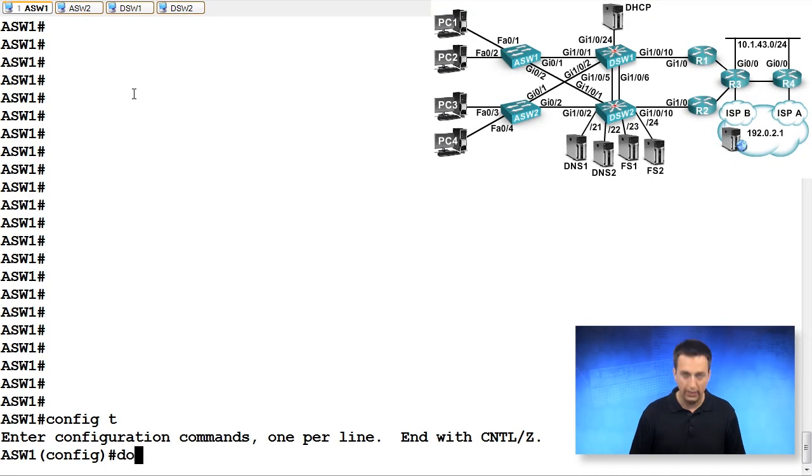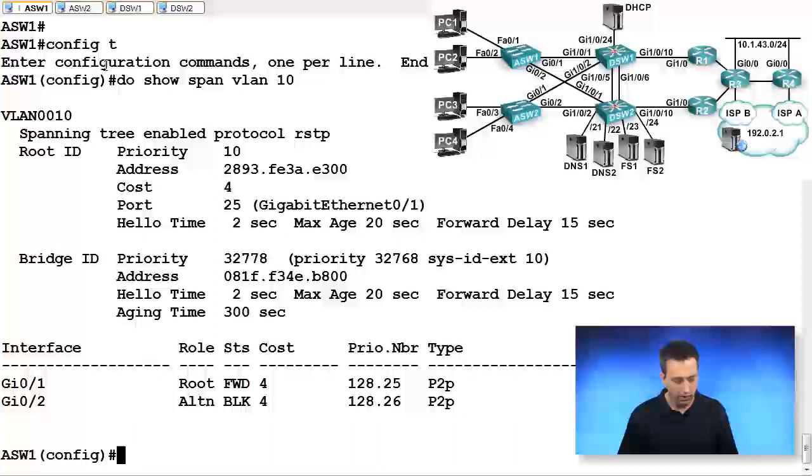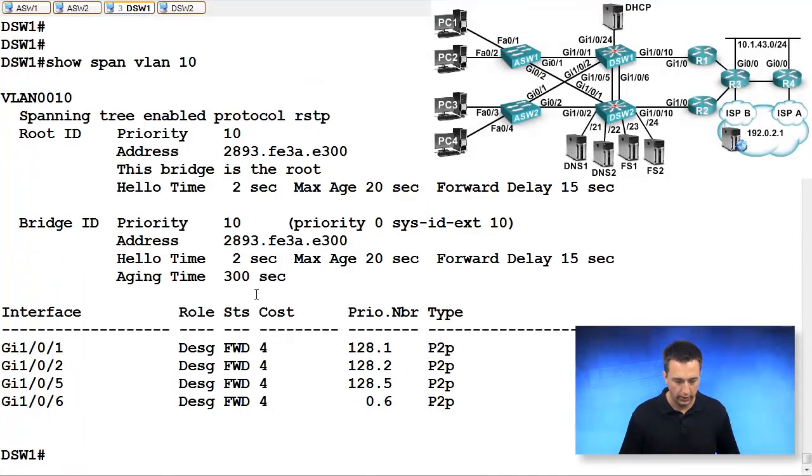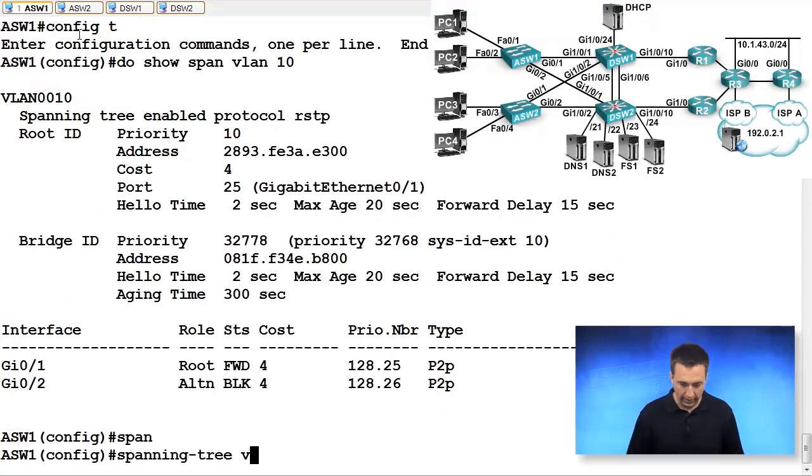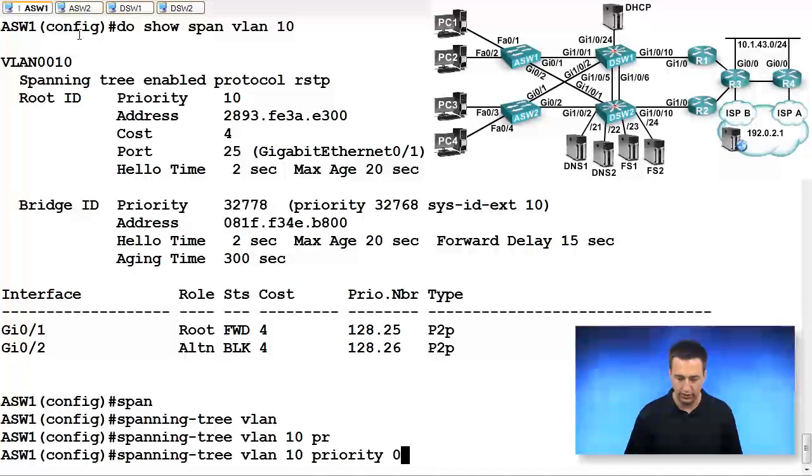But let's check here the MAC address. Do show span for VLAN 10. Our local MAC address here is 081F. If you go to DSW1, it is 2893. So right away, we can see that if we give ASW1 a priority of 0, since its MAC address is lower than DSW1, it should become the root bridge. So let's go ahead and do that. Spanning tree, VLAN 10, priority 0.